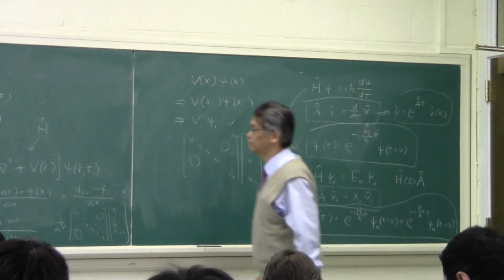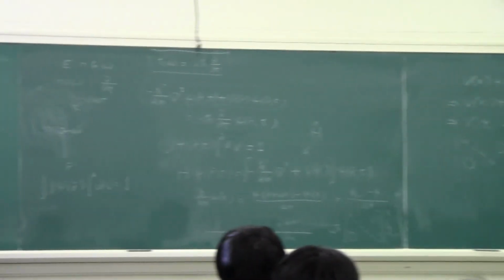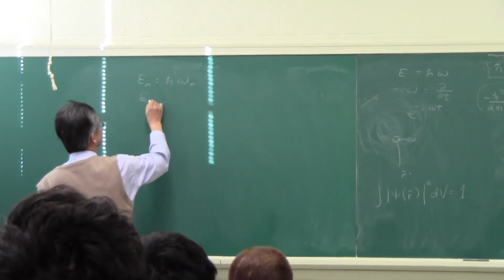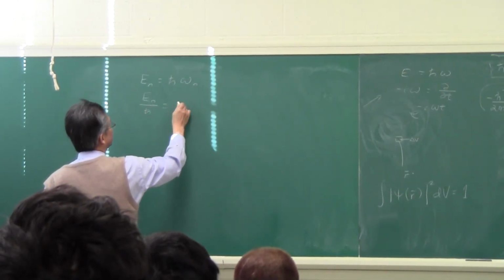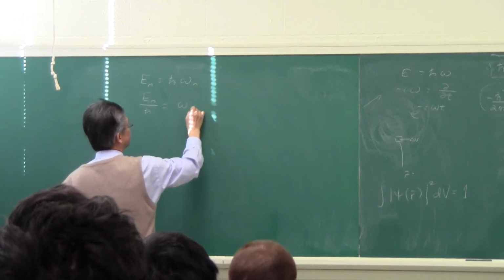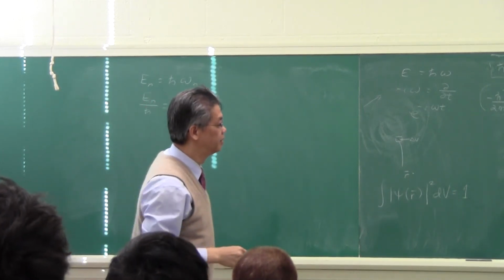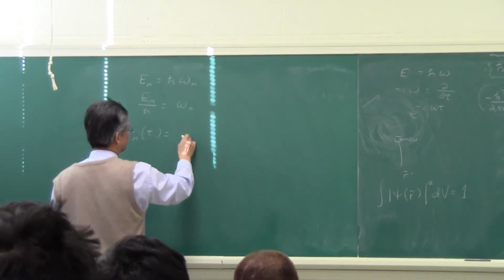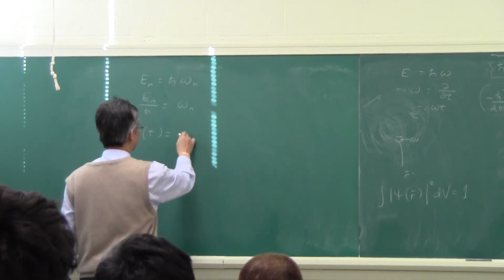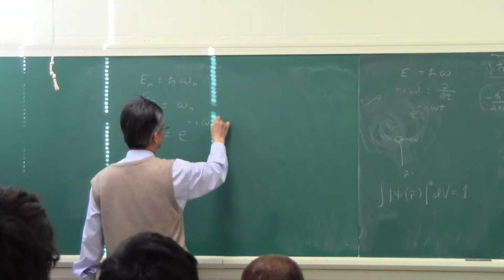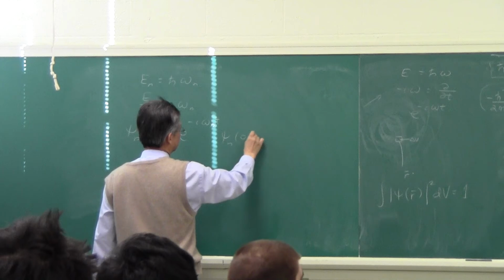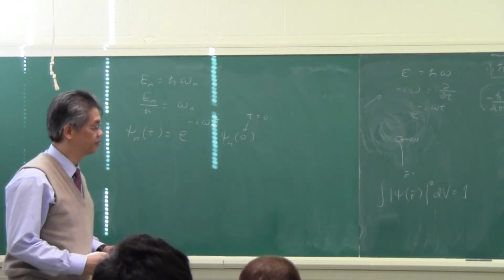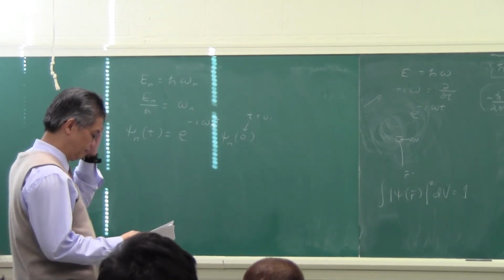Okay. And since we always say that E n is h bar omega n, we can say that E n over h bar is equal to omega n. So for that time dependence, we can say that psi n of t is equal to e to the minus i omega n t psi n of 0. Okay? So we have this kind of very simple time dependence.